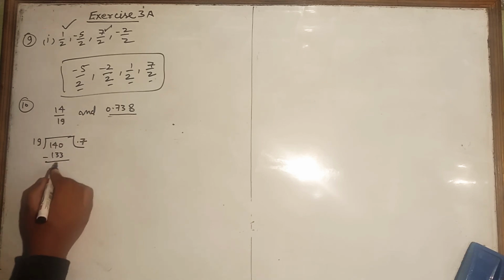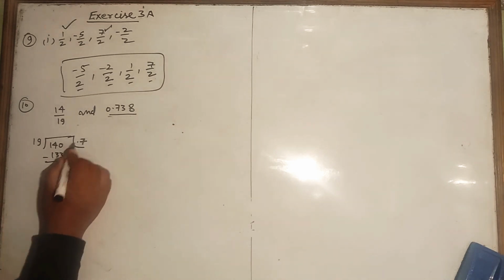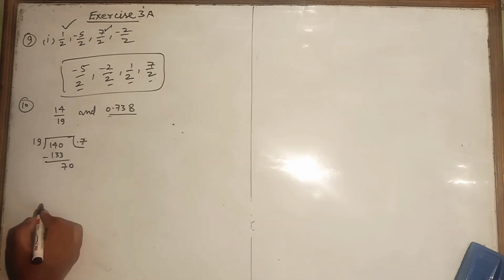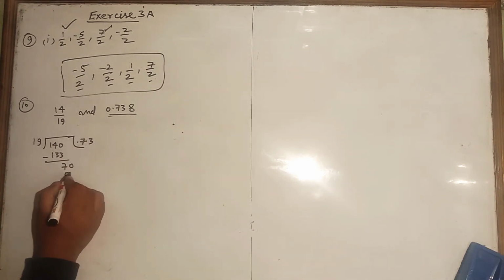So we will subtract: 10 minus 3 is 7, 3 minus 3 is 0, 3 minus 3 is 0. So 7 will remain here, and the decimal point is here. Again we can add a 0. So 9 1s are 9, 9 2s are 18, 9 3s are 27. So 3 times it will be.